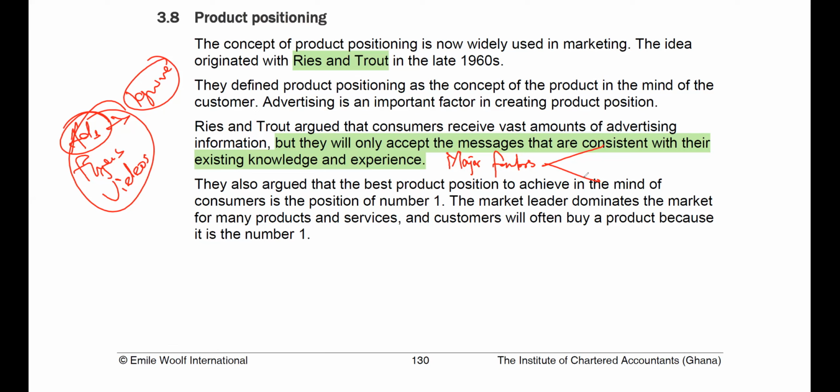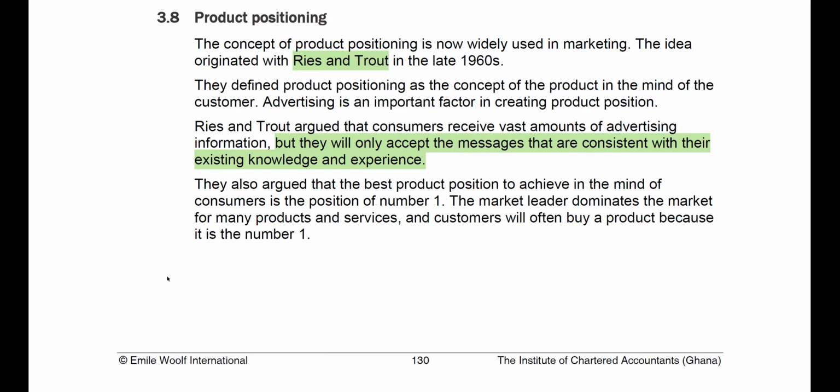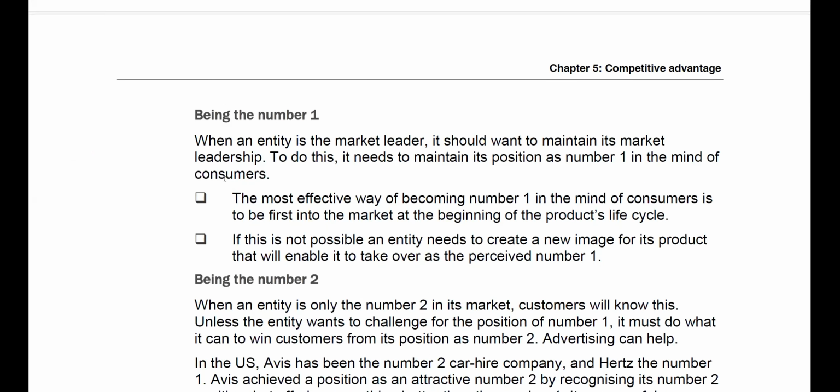They also argue that the best product position to achieve in the mind of consumers is the position of number one. The market leader dominates the market for many products and services, and customers will often buy a product because it is the number one. So you have to stage yourself to become the number one. In the customer's mind, if you are the number one, they always want to buy from you because they know that when they buy this course from you, they are never going to fail their exam. They know that if they patronize your management accounting, there's no way they are going to fail. So even if you are not the number one, try to become number one in your space. You get it? That is product positioning.